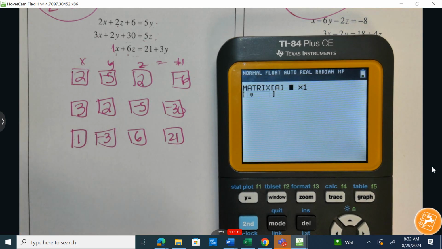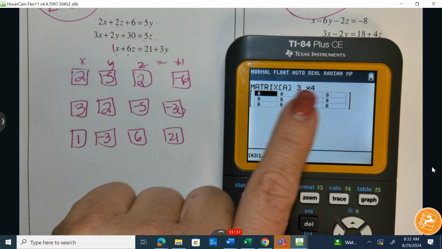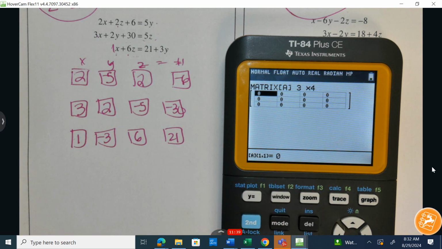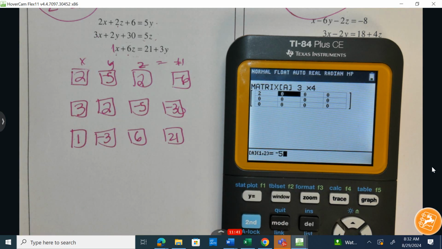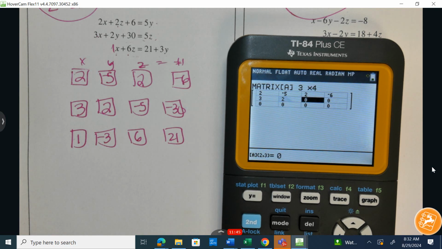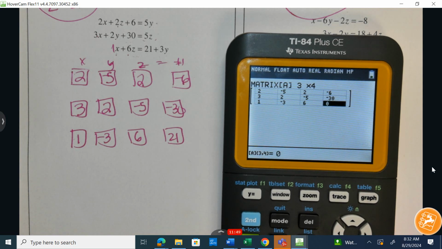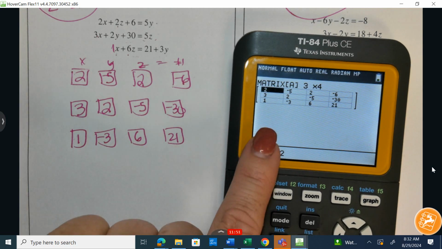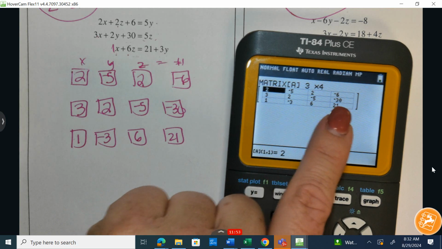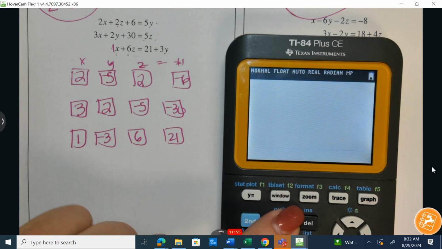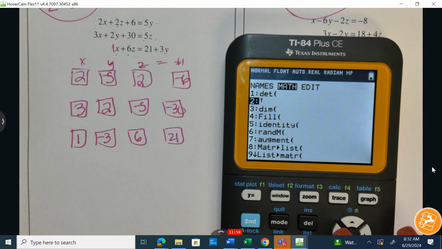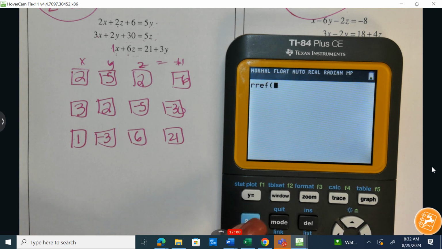There are 3 unique variables, so 3 by 4, always one more than the number of unique variables with systems of equations. And as I plug it in, I'm just going to slow it down to make sure I'm not making any mistakes in substituting in the numbers. All right, this looks good to me. And now I'm going to go second quit, second matrix, go over to math, going all the way down to RREF, grabbing that matrix, and this is what I have.